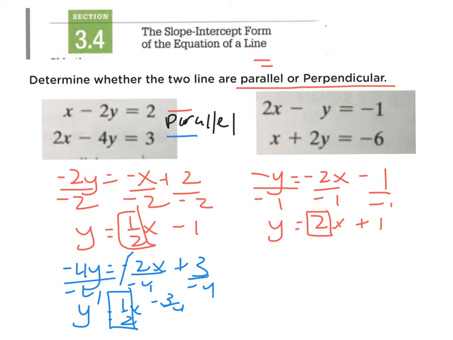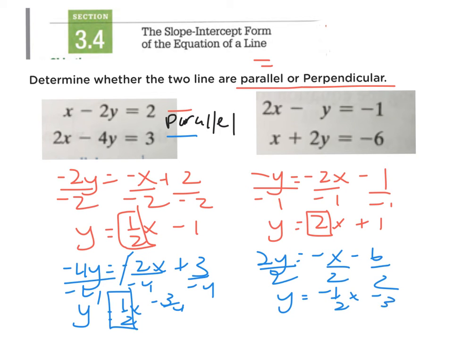If I do the same thing over here, move the x over, I have a 2y equals a negative x minus 6. I'm going to divide by 2. So y equals a negative 1/2 x minus 3. So now I have slopes that are not the same, but they're actually the opposite inverse. So opposite inverse means these are perpendicular. So to determine, you have to find the slope-intercept and determine the slopes. And in this case, they're opposite inverses.